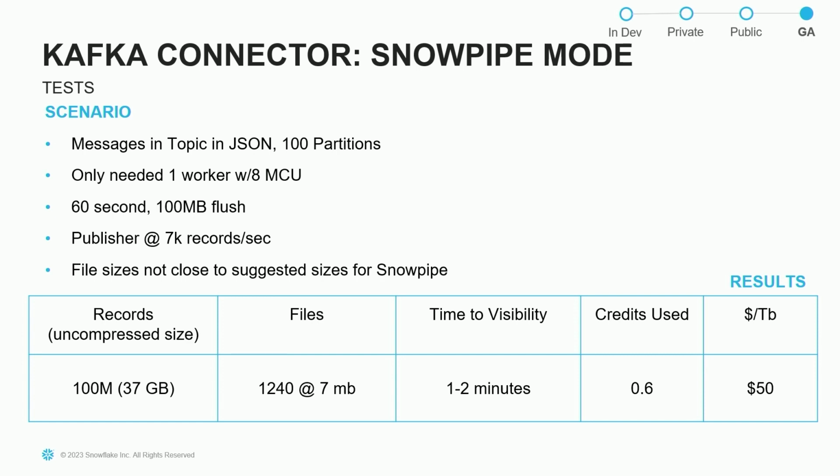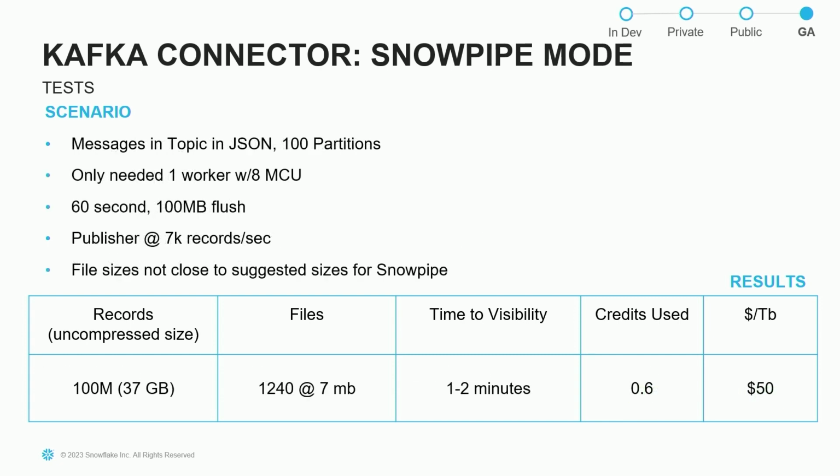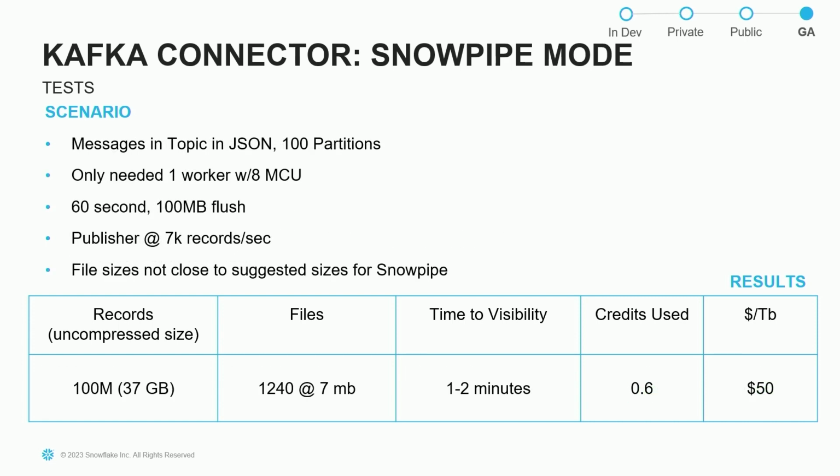So I configured Kafka saying, hey, I want 100 megabytes, but I also wanted a minute. And that then forces a flushing function here that makes it so we're getting underutilized or undersized files. So in this one, what I changed on this slide, I switched the partition counts. We reduced the partition counts. We also increased the buffer flush time to 2 minutes.